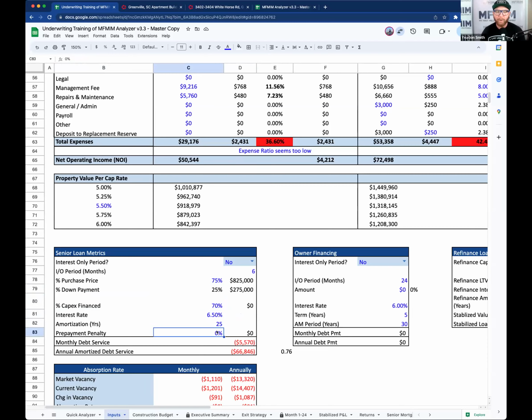If there's a prepayment penalty, the bank will have that on the term sheet that they give you. You can plug it in here.